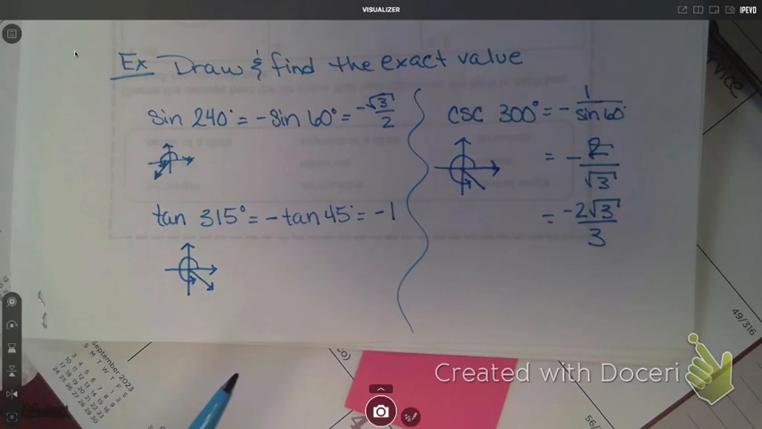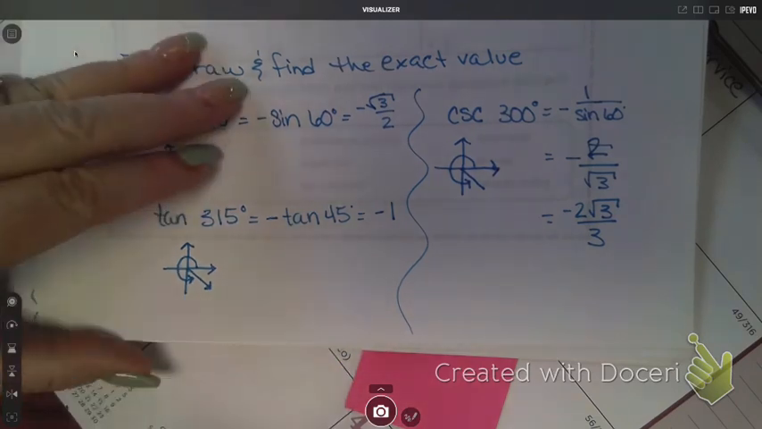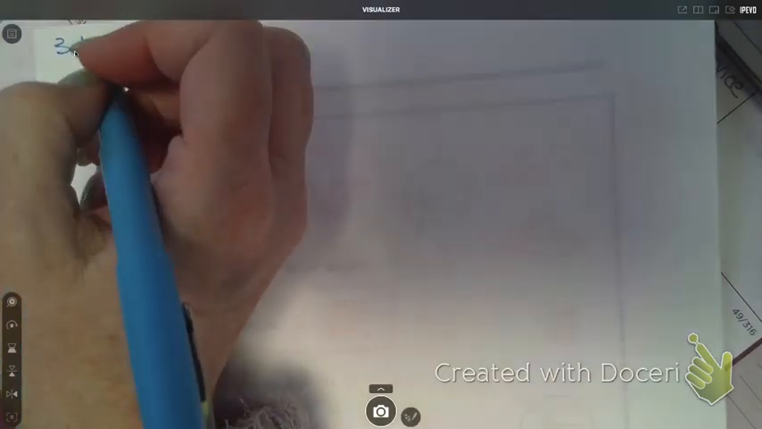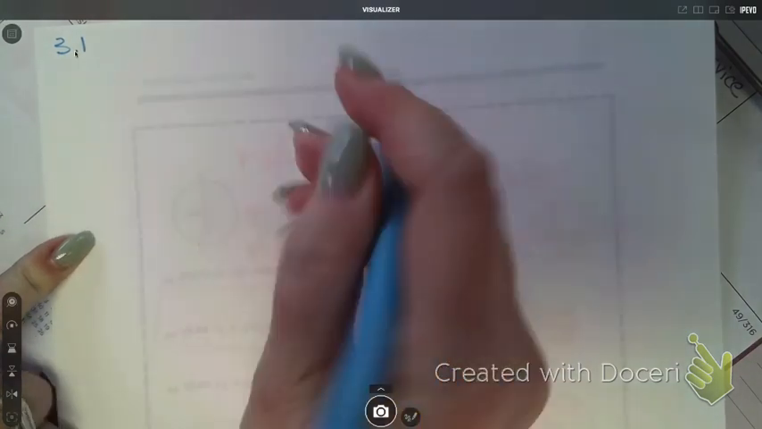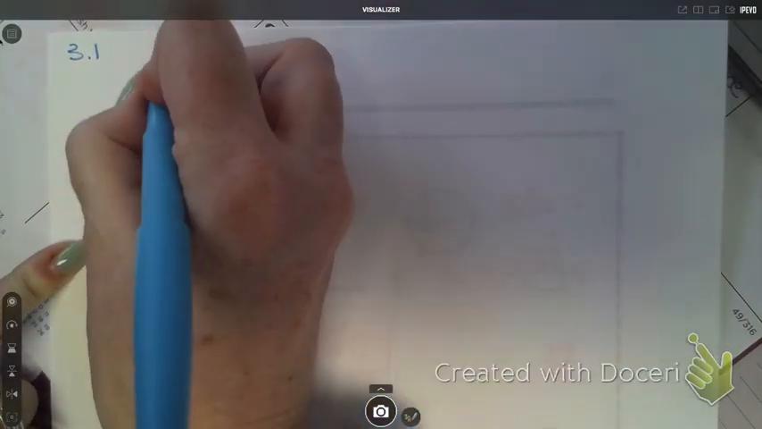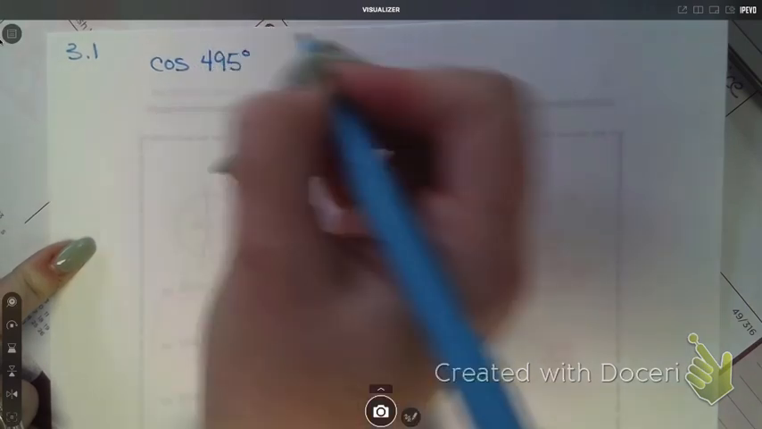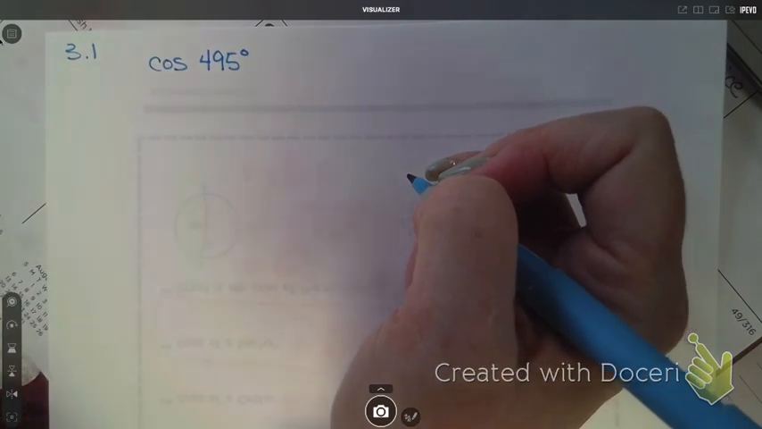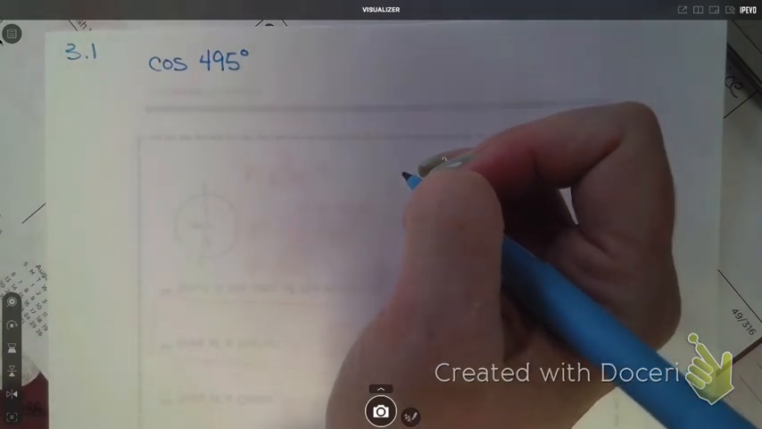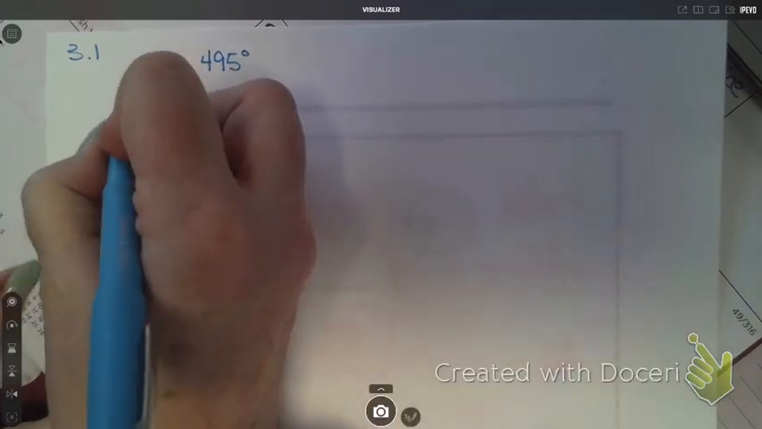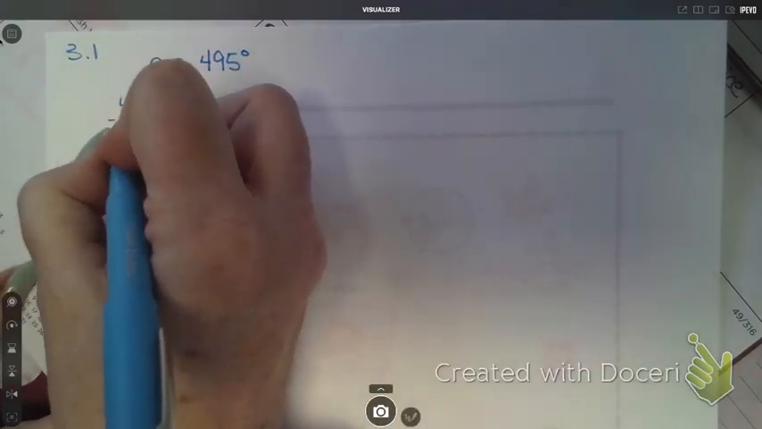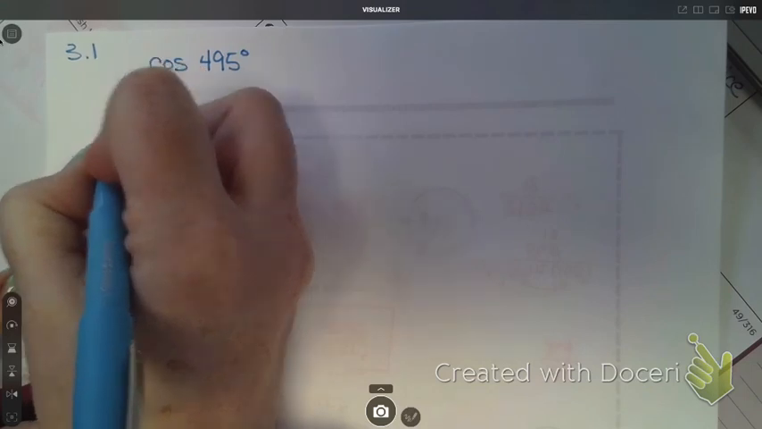So what if I had an angle larger than 360? You guys remember what we had to do? Count how many times you go around. We got to get it back there, right? So again, draw and find the exact value. Cosine of 495. So how do I figure out where it's at? How do I get it back? Take 495 minus 360, or 720 or whatever, right?